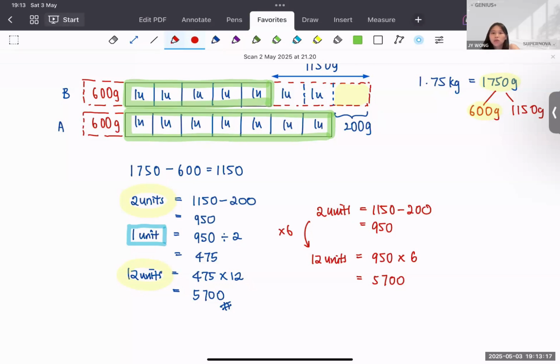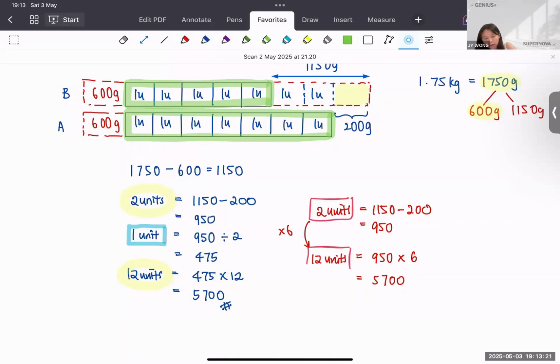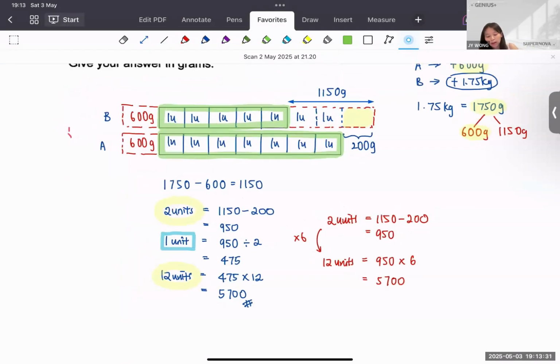Which is fine. What I'm trying to tell you here is that if you can see that from 2 units you want to get to 12 units, you can skip the 1 unit part and find 12 units straight away. If not, then just go find 1 unit. It's just keying in the calculator. It wouldn't take you too much extra time.